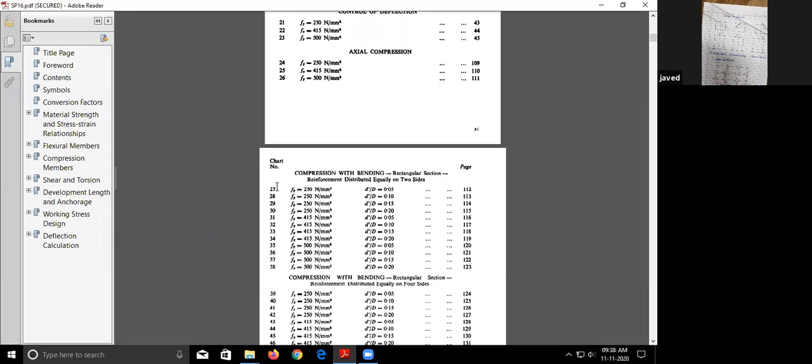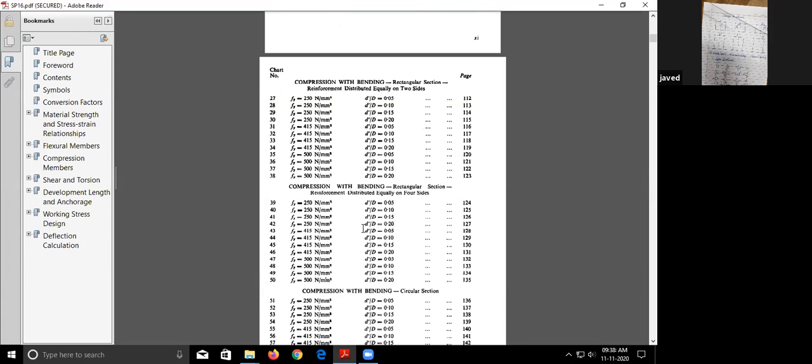ठीक है, chart 27 to 38. Chart number 27 to 38 it deals with rectangular section और reinforcement दो साइड पे जब भी रहेगा distributed, then we will consider these charts. ठीक है, so these charts are further divided into the ratio d dash by d. So first we will find out the ratio d dash by d and accordingly we will use these charts. Is this clear? और इसके लिए corresponding fy के लिए भी we will see and use the charts. ठीक है, so once we solve the numerical you will understand.